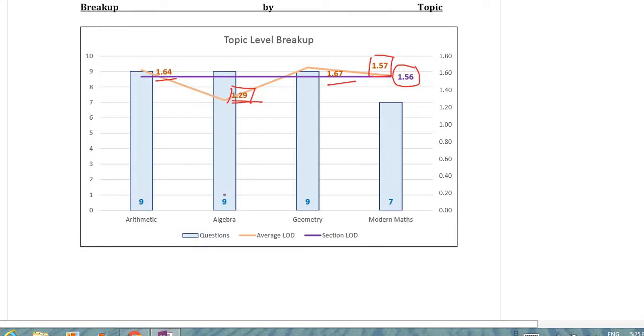So people who would have attempted these 9 questions of algebra are much likelier to clear the cutoffs compared to somebody trying to solve the 9 questions of geometry. Whatever was the difficulty in this paper was a combination of these two factors. 9 questions in geometry with a high difficulty level.